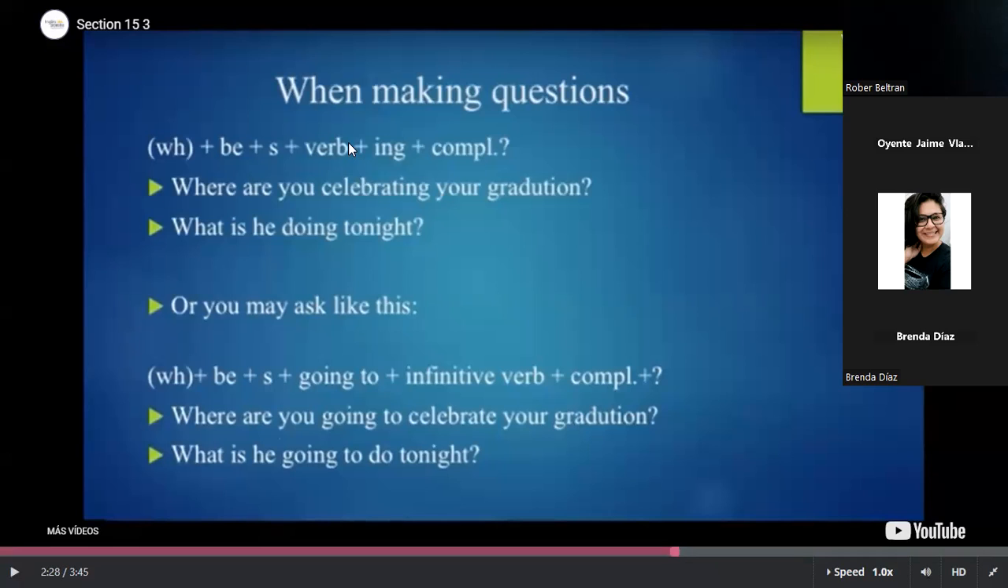As you can see, the video only provides you with two options, be going to and present continuous. I decided to include will and present simple because I consider it important to make that difference. Okay, so let's take just 2 minutes and write down the ideas, please. We don't have much time.